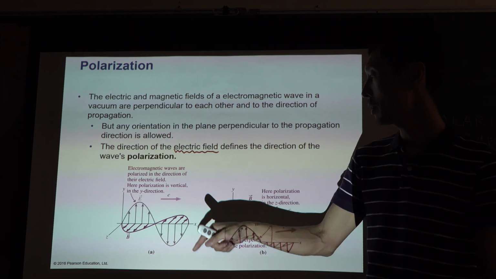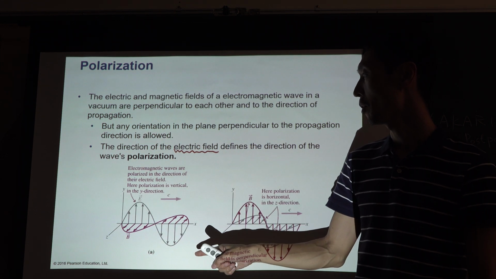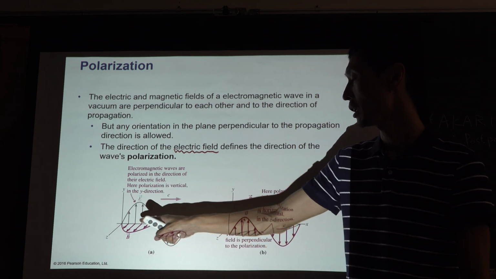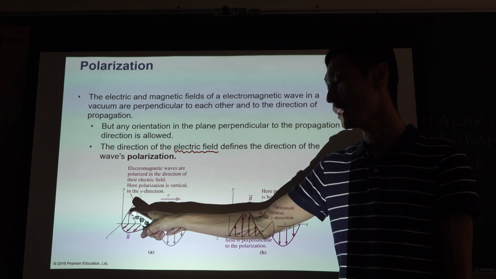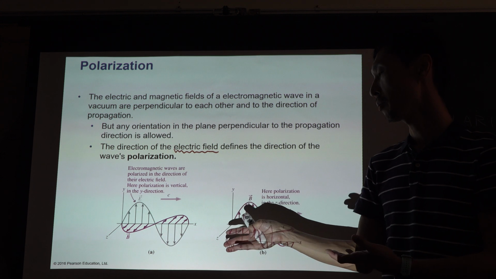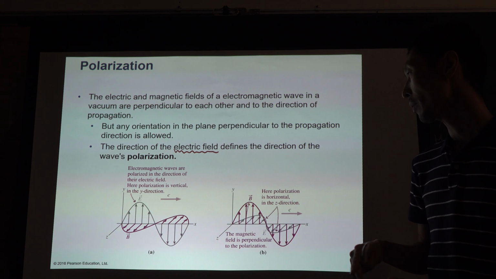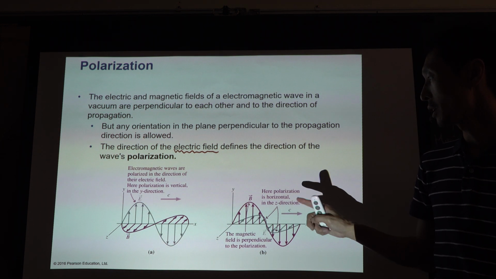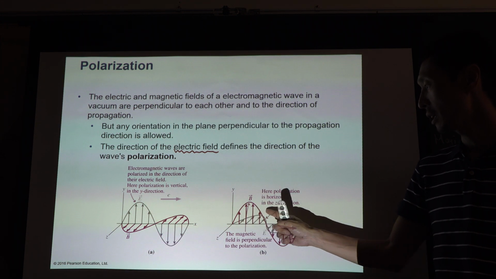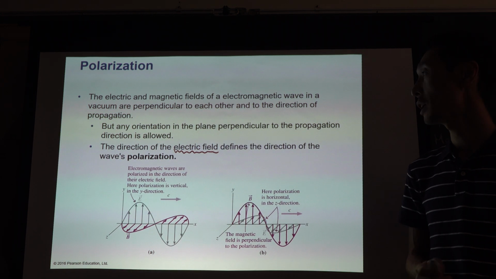So electromagnetic waves, in this case this gray line, are polarized in the direction of their electric field. Here the polarization is vertical, in the y direction, right? So E is changing in the y direction. In that case, we say the wave is polarized in the E's direction, the y direction. In this case, polarization is horizontal because E is changing in the z direction.